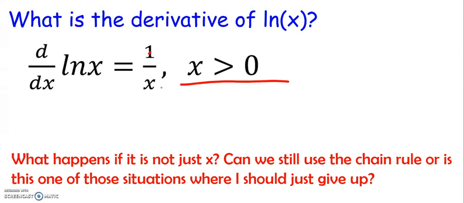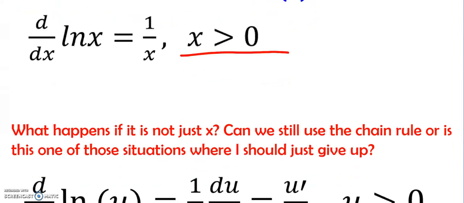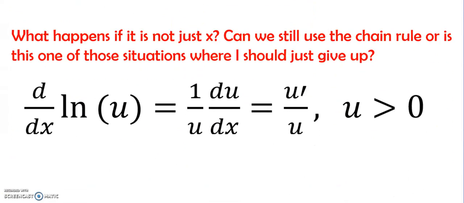So what happens if it is not just x? Another good question. Can we still use the chain rule? What do we do? Is there some new derivative rule? Oh my god, I have so many rules. Remember, this is getting annoying. Or should I just give up at this point? Because I know that that's a valid option. Sometimes, not always. This is not one of those cases, so don't give up. Persevere. You can do this.